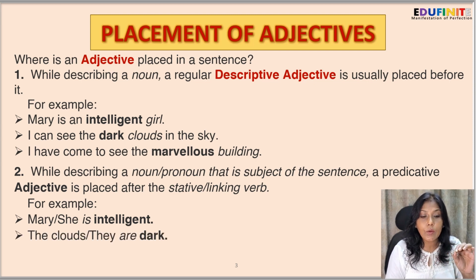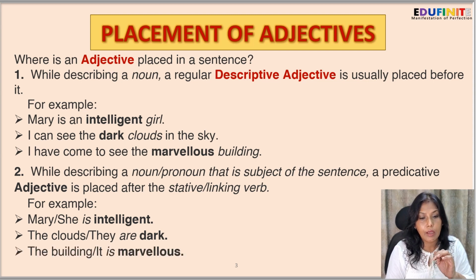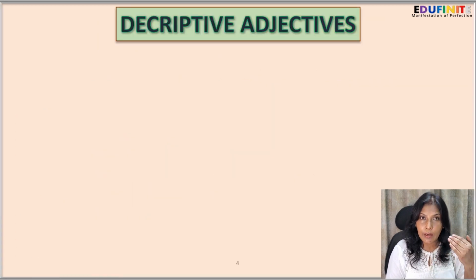Next, the clouds, or we can substitute it with the pronoun they, are dark. So here too, the adjective dark is not beside the noun, but it is after the stative verb are. Now, the third one, the building, or instead of the building, we'll be using the pronoun it, is marvelous. So, the building is marvelous, or it is marvelous. So, here we see the word marvelous is the adjective which is placed after the stative verb is.